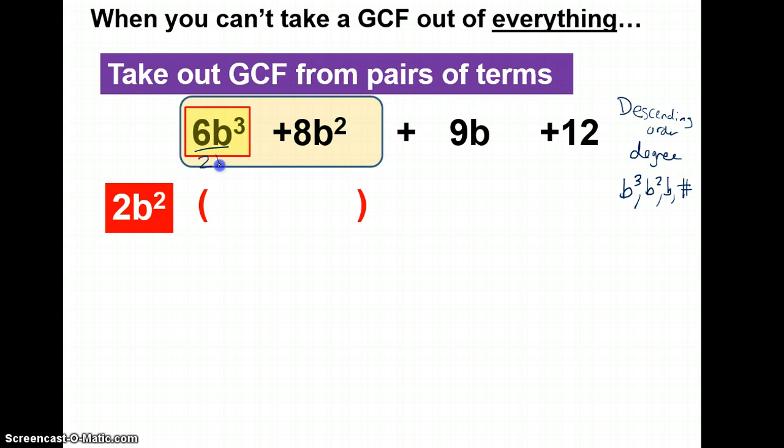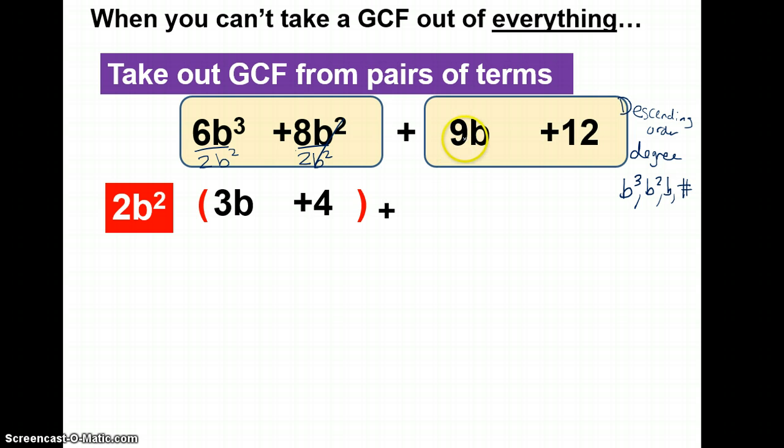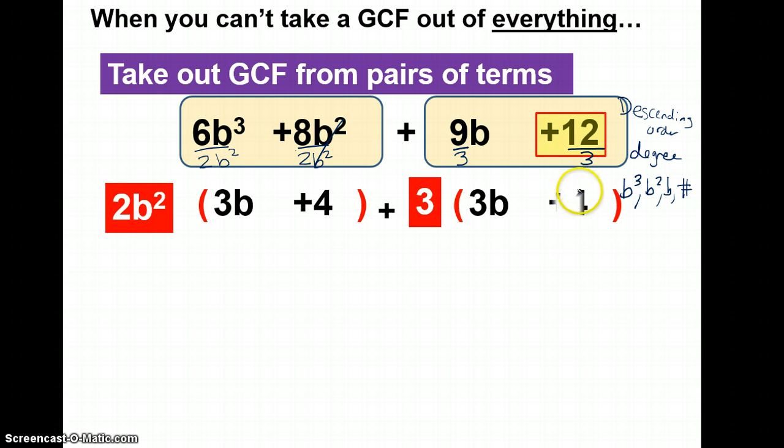If I divide by 2b squared, 2 goes into 6, and I'll be left with how many b's? That's 3b. If I do the same thing here, divide by 2b squared, the b squareds cancel out, 2 goes into 8. Awesome. Okay, now what about these two? What are they both a multiple of? 3, right? So if I divide this by 3, what will I get? 3b, right? And if I divide that by 3, I should get a 4, right?